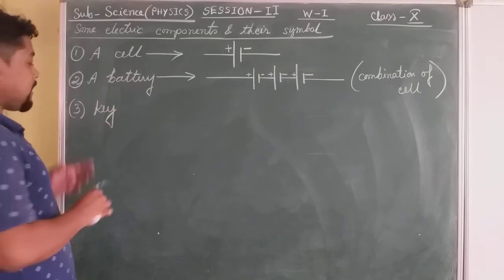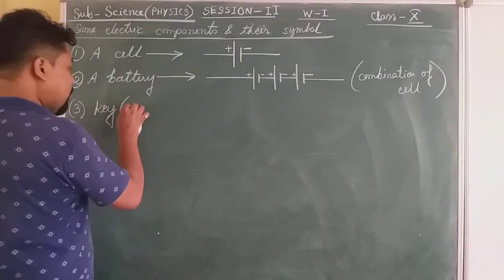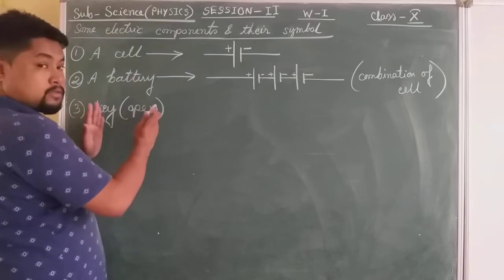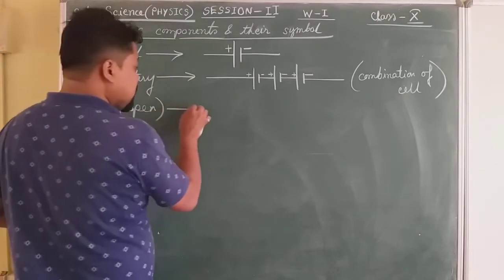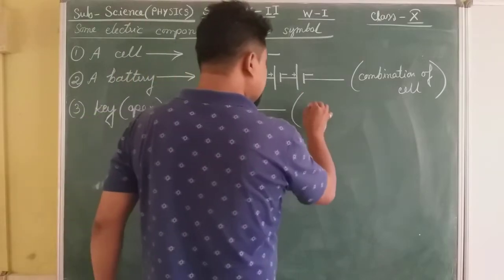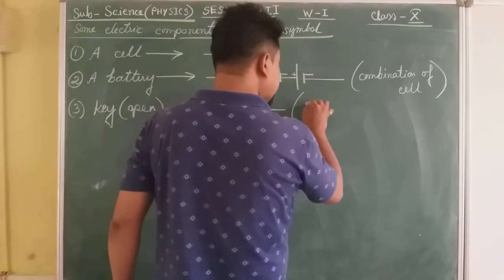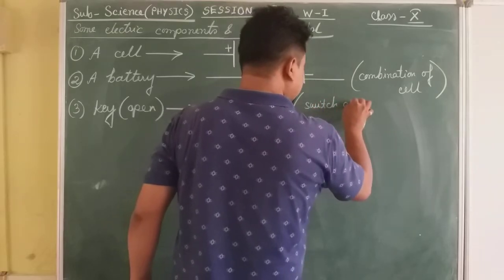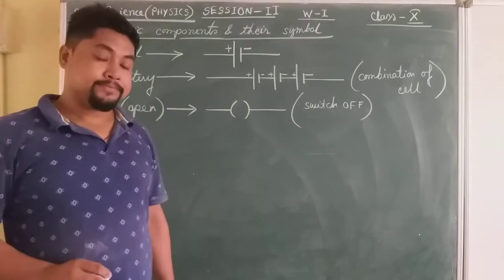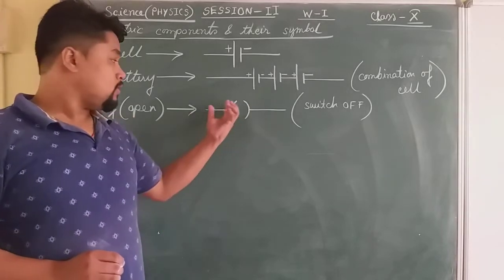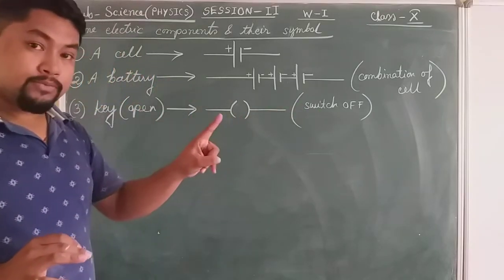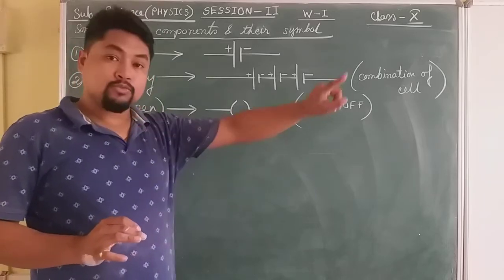Number three, key. Key means switch. Key open. If the switch is off, then it is an open key. The symbol of open key is like this. This is known as switch off. In open circuit, no current flows through the circuit. Open key means switch off. There is no current flowing through the circuit.